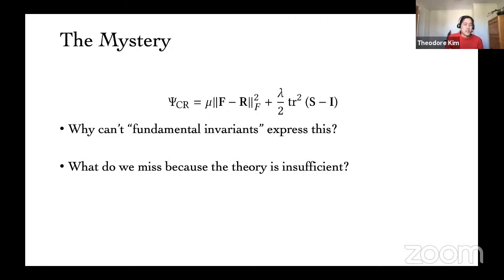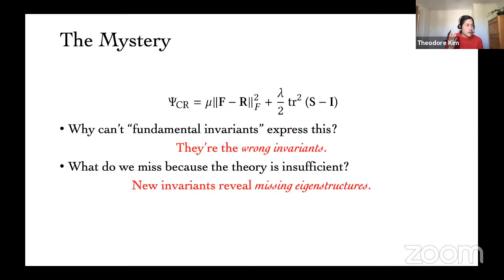Okay, so I'm just going to go ahead and ruin the mystery here. All right, so here are the answers. So the problem with the fundamental invariance is it's actually the wrong invariance. All right, and to answer the second question, what do you miss because the previous theory was actually missing something? And I'm going to argue that if you use a new set of invariants, it actually reveals some very interesting structures that were very hard to see from the previous perspective.